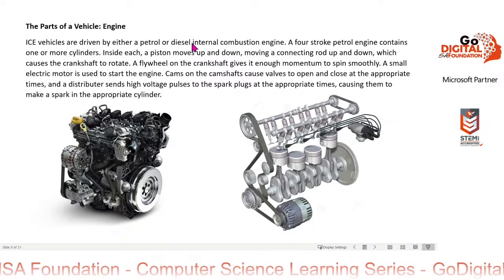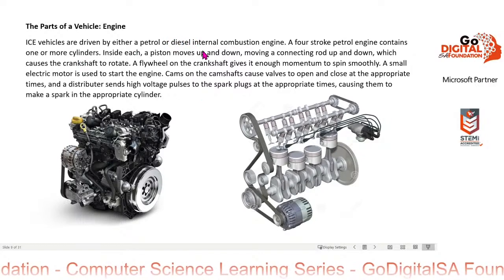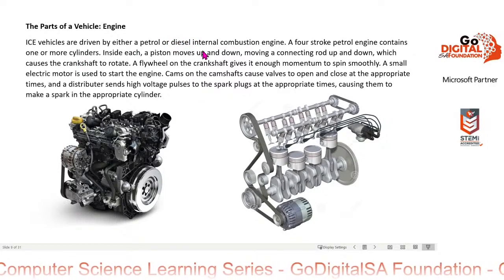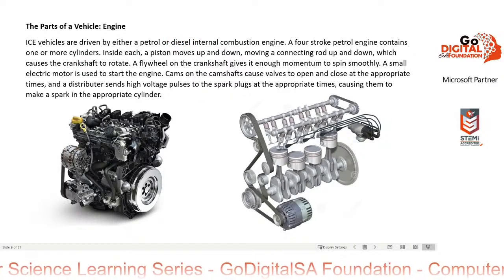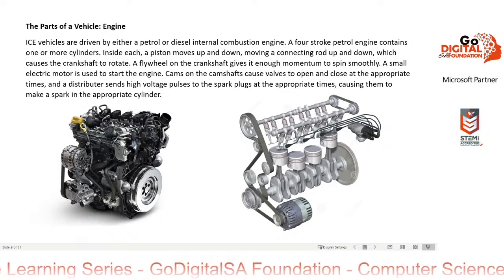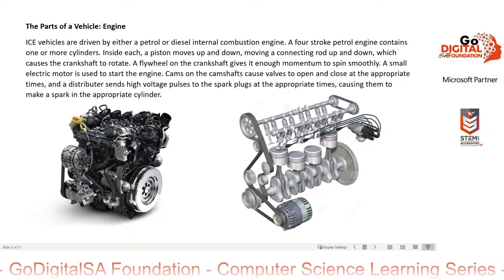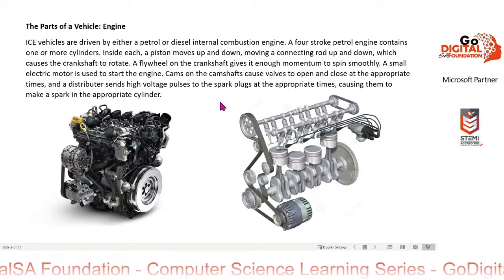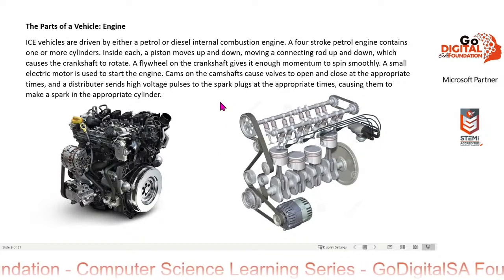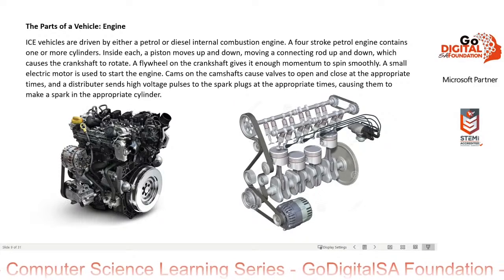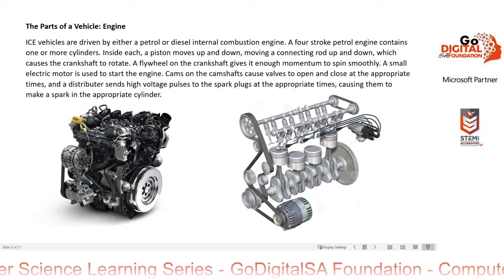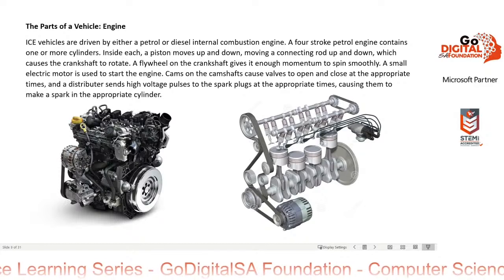Okay, an engine. ICE vehicles are driven by either a petrol or diesel internal combustion engine. A 4-stroke petrol engine contains one or more cylinders. Inside each, a piston moves up and down, moving a connecting rod up and down, which causes the crankshaft to rotate. A flywheel on the crankshaft gives it enough momentum to spin smoothly.